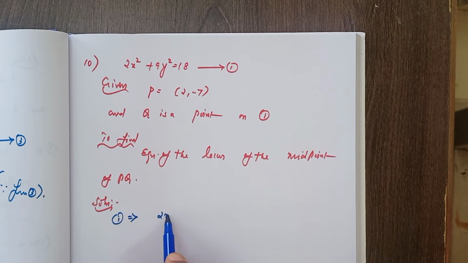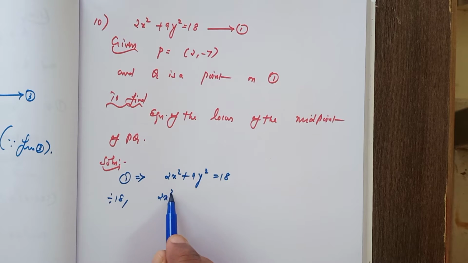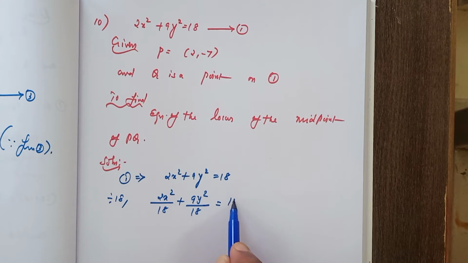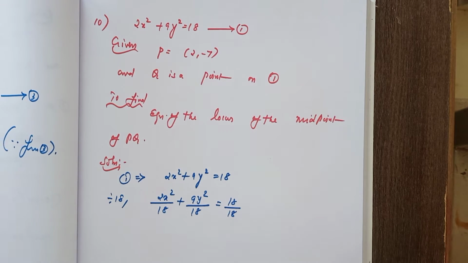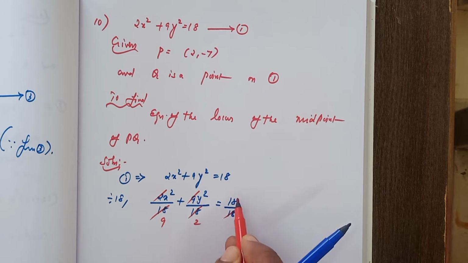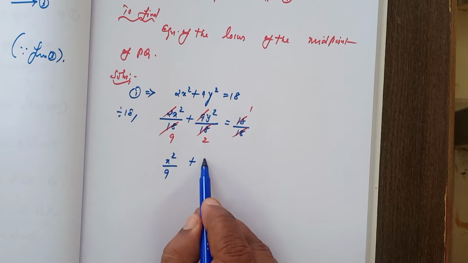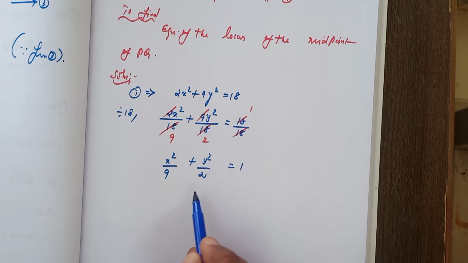Equation 1 implies 2x² + 9y² = 18. What's the constant on the right hand side? 18. So we have to divide by 18. If you divide, you'll get 2x² by 18, 9y² by 18 and 18 by 18. Now we can simplify by 2 nines are 18, 9 twos are 18, these get cancelled. So we'll get x² divided by 9 plus y² divided by 2 equals 1.